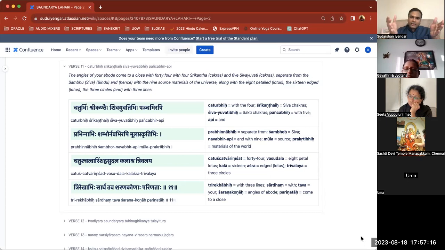So why are these yantras and these structures important? Is it because we need material on the outside to be able to go inside? Correct?